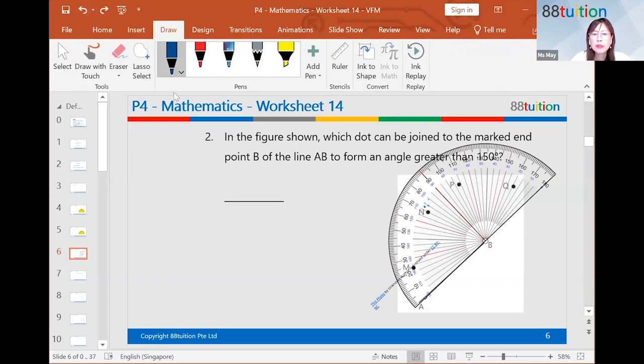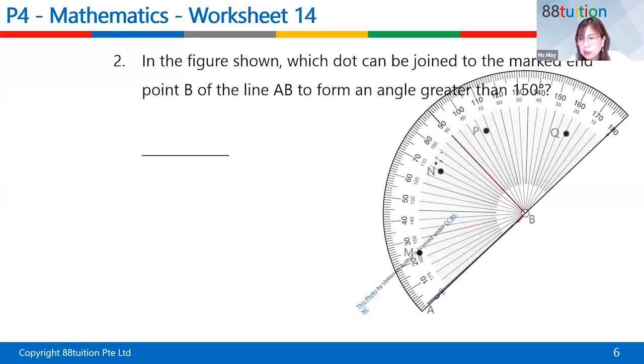Okay, so in the figure shown, which dots can be joined to mark the end point B of the line AB? So apparently AB is here. And which point can you join? Is it P, M, or Q? Which point can you join to get 150 degrees?